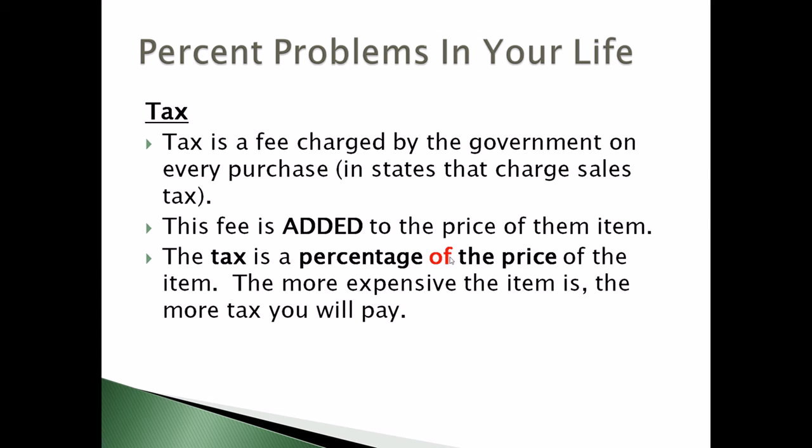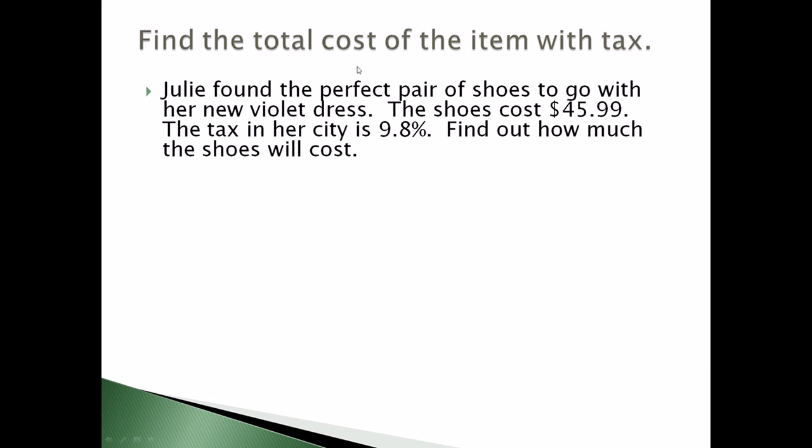Notice the word of. Of means what? Of. I know now you're going to start sounding like me, of. So it's percentage of times the price. The percent times the price is the tax. And quite honestly, if you buy more expensive items, the more tax you're going to pay. So here's our scenario. Julie found the perfect pair of shoes to go with her new violet dress. The shoes cost $45.99. The tax in her city is 9.8%. Find out how much the shoes will cost.